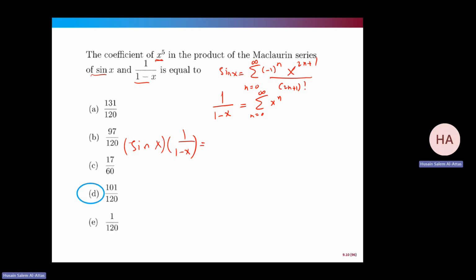Now at n equals 0, I have x. At n equal 1, I have minus x cubed over 3 factorial. At n equal 2, this is what I want, x to the power 5 over 5 factorial, plus the rest, I don't care about the rest. Now, 1 over 1 minus x will be 1 plus x plus x squared plus x cubed plus x to the power 4 plus x to the power 5, and so on.